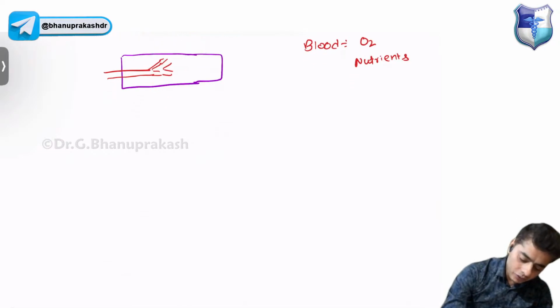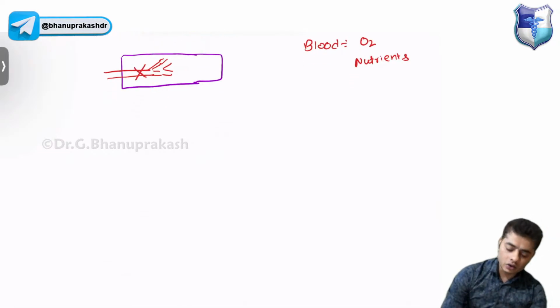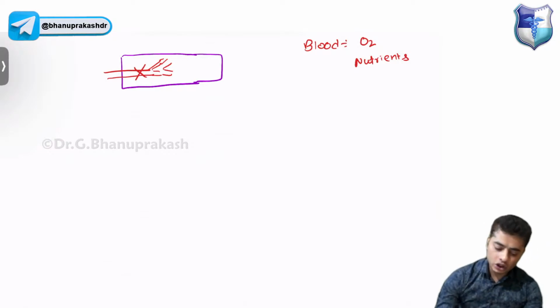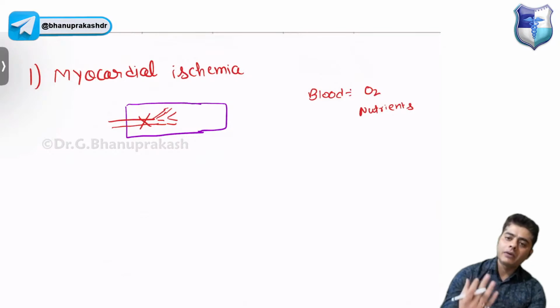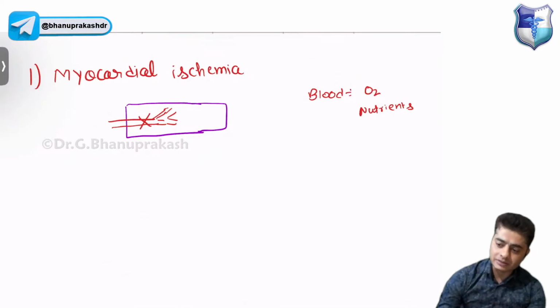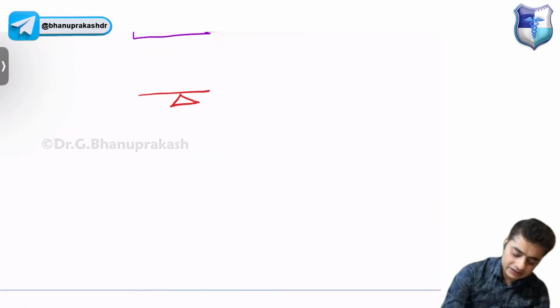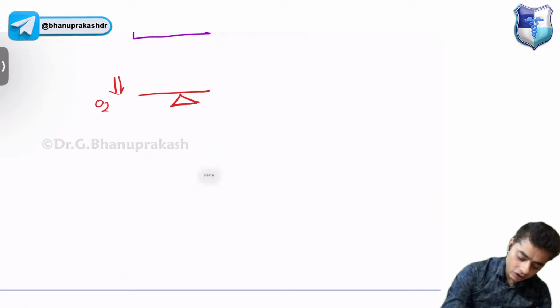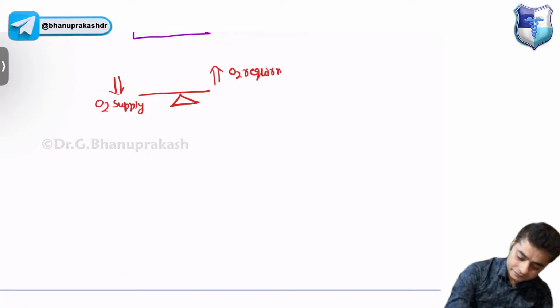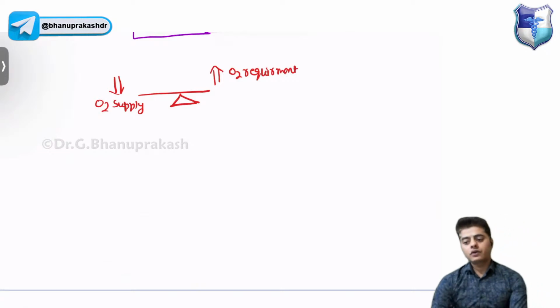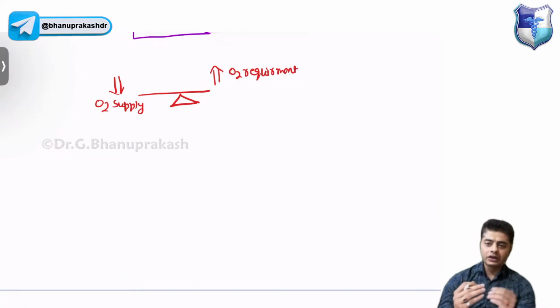Now, suppose there is any blockage in this area of coronary artery, what will happen? Blood will not go to this myocardial area, so oxygen will not reach. So myocardial ischemia is all about mismatch in your oxygen supply. We can say there is a mismatch of oxygen supply: decrease in oxygen supply and increase in oxygen requirement. Now, what are the conditions which lead to decrease in oxygen supply? We will see.